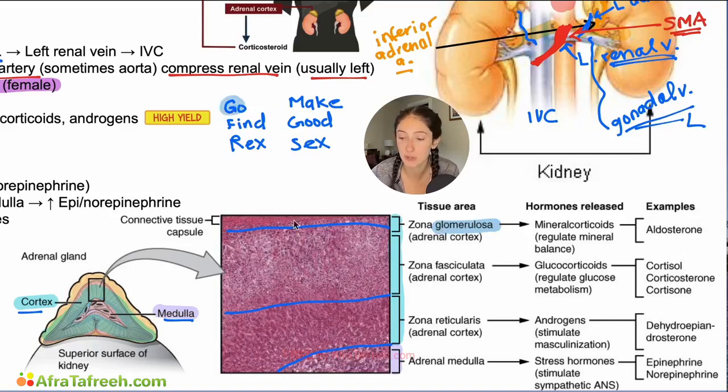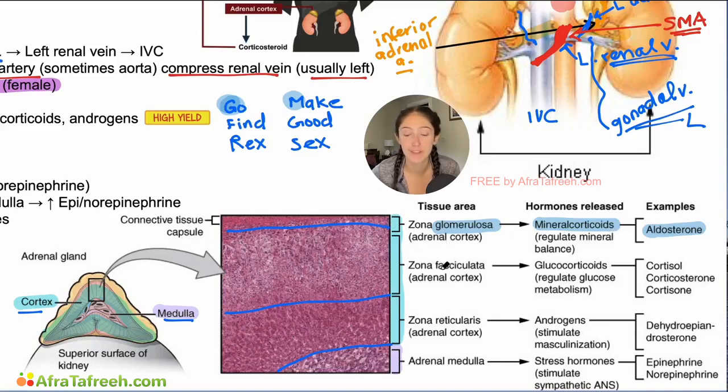The zona glomerulosa is this top layer. It is going to secrete mineralocorticoids, so that is what the M stands for, and one of the key mineralocorticoids it secretes is aldosterone. And if you remember aldosterone, it's incredibly important to our RAS system, our renin-angiotensin and aldosterone system, and this is where the aldosterone comes from. So it comes from the zona glomerulosa, which is in our cortex, which is secreting mineralocorticoids.